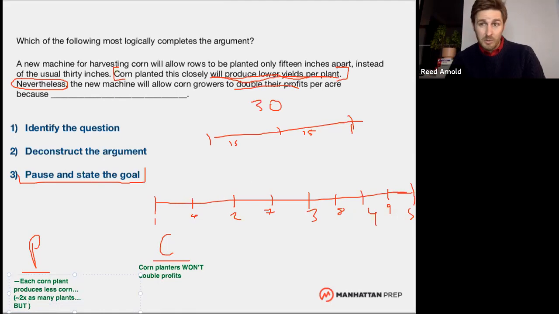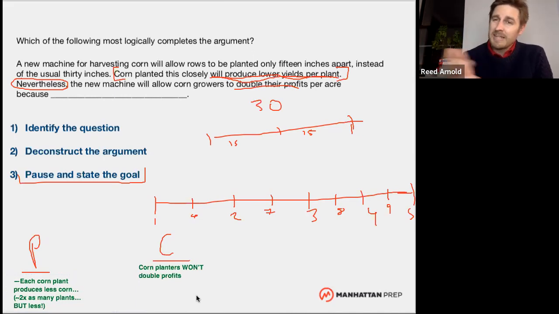Even more reason to think we won't double our profits. So we're having a little bit less than 2 times as many plants, and the plants don't make as much corn. So we're not going to double profits, probably. That's what someone thinks. What's our goal? To say, actually, there's a reason why we might double profits. How do we do that?